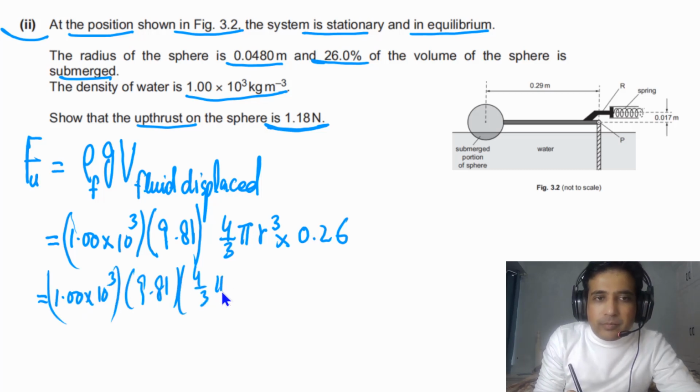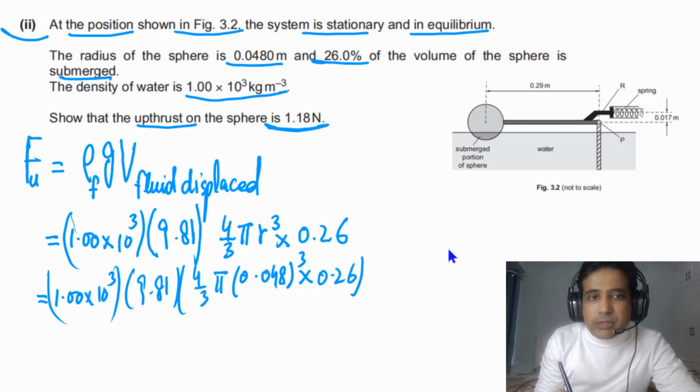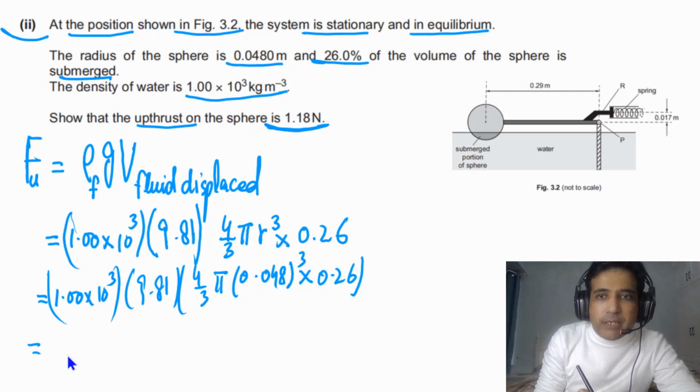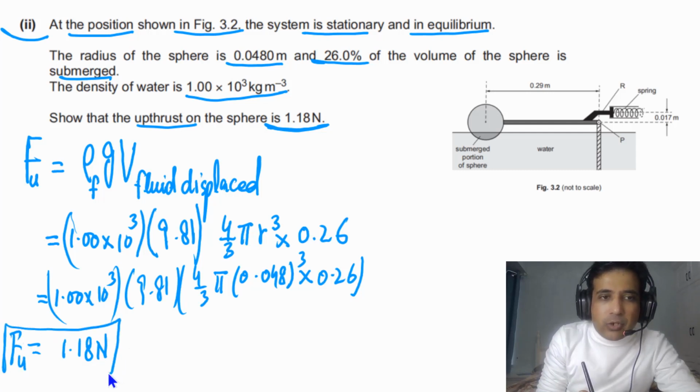The value of R, the radius, is given, that is 0.048. We need to take the cube of this and multiply by 0.26. If we multiply, our final answer in this case will be equal to 1.18 newtons. So this is the value of upthrust acting on the sphere. So this is how you can calculate.